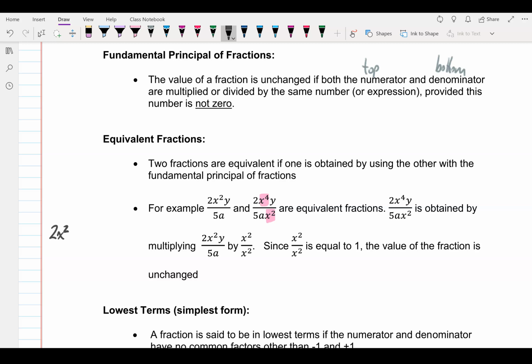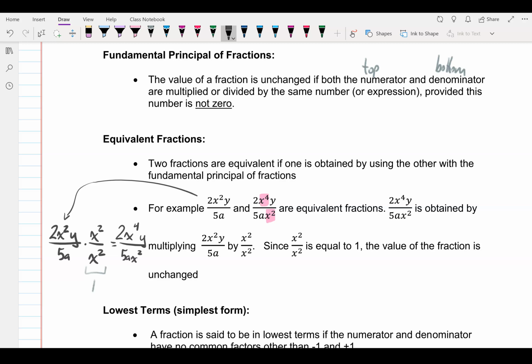It took this fraction here, and it's multiplying on top and bottom by x squared. That's allowed because technically x squared over x squared equals 1. We know they cancel out normally, so really we're just multiplying by 1. And if we then combine all of our terms, we get something that looks like this, 5a x squared. So fractions can be manipulated by multiplying on top and bottom by the same thing.